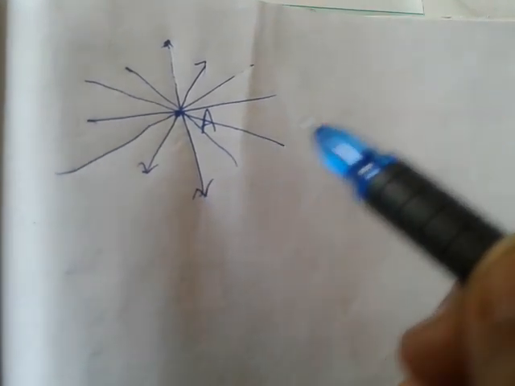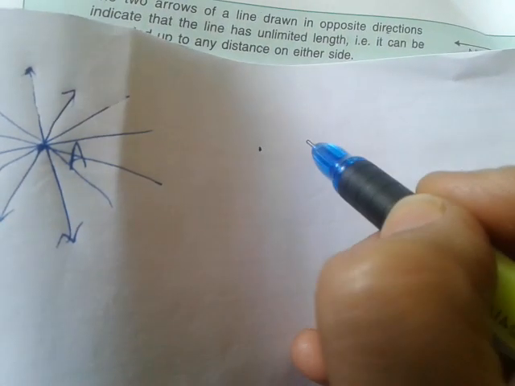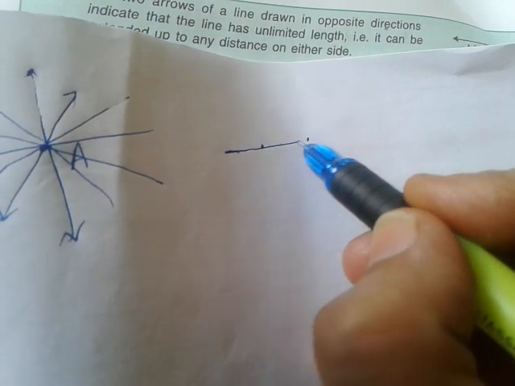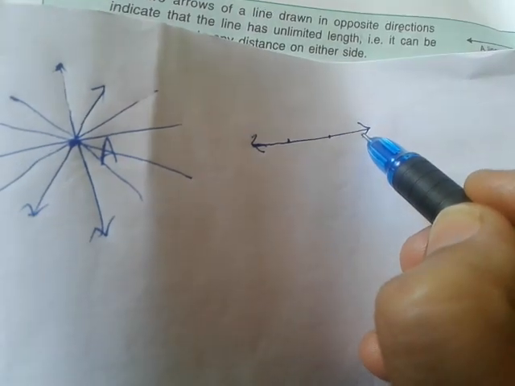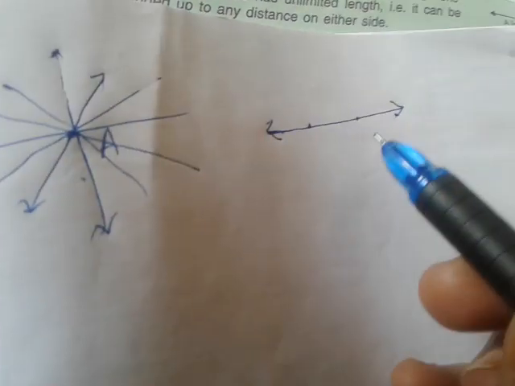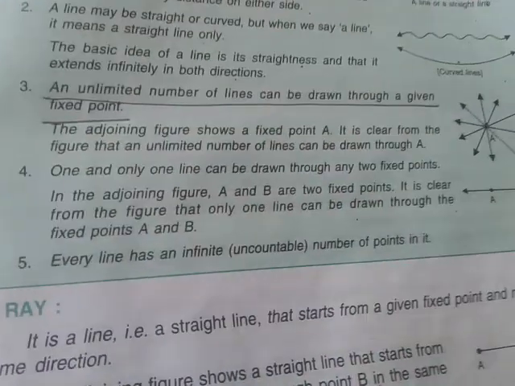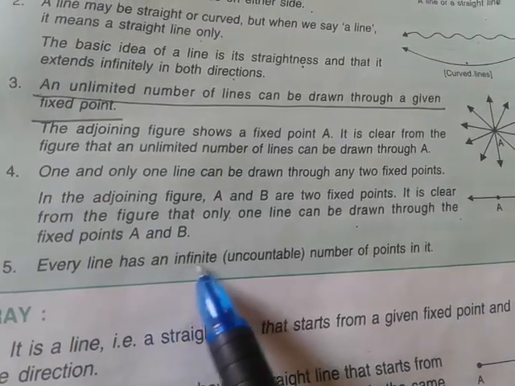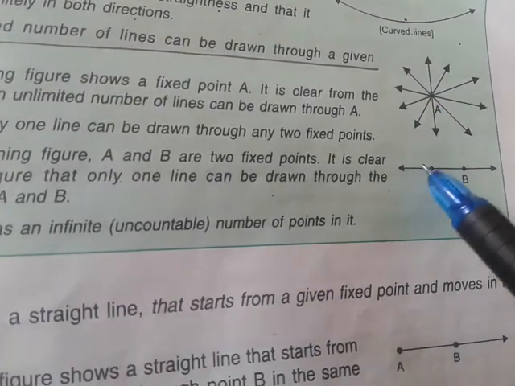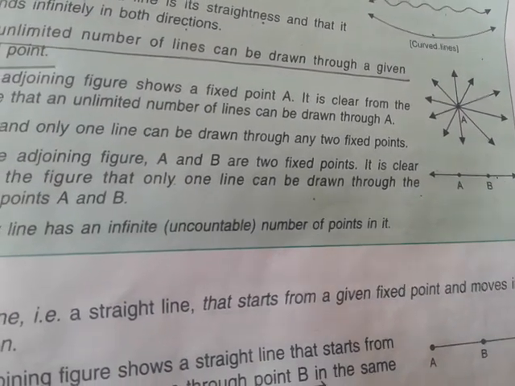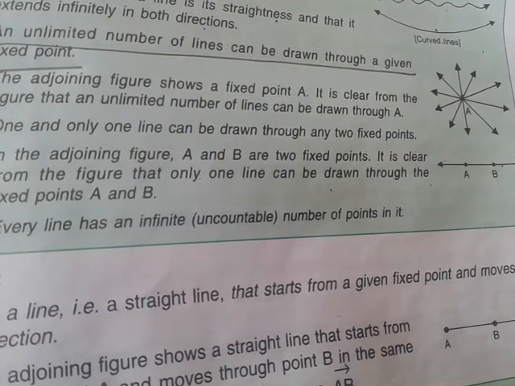Okay, next was if two points are there, I can draw only one line passing through them. I cannot draw more than one line passing through the two points. Through one point, I can draw infinite lines. Through two points, I can draw only one line. Okay. So, every line has an infinite number of points in it. Any line you take consists of an infinite number of points, meaning you cannot count them. So a line is made of an infinite number of points.